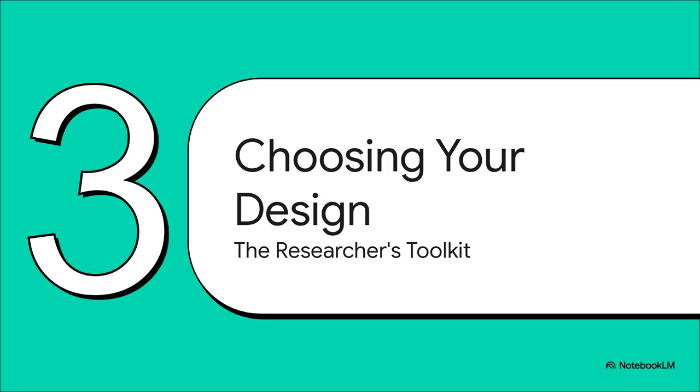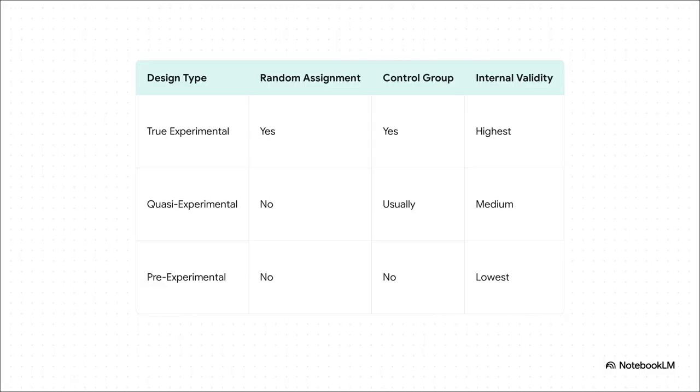Okay, so we know the rules, and we've spotted the enemies. How do we actually fight back? Well, this is where the researcher's toolkit comes into play. Different research designs are basically different strategies for protecting our study and getting to the truth. Designs basically come in three main families, and the big difference between them comes down to two key ingredients: having a control group, that's a group that doesn't get the program, and using random assignment to decide who's in which group.